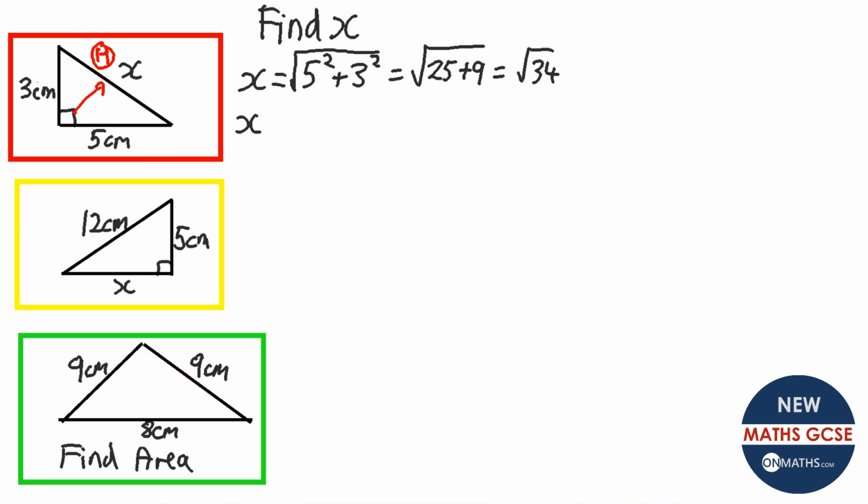Let's just start on a new line. So root 34 on the calculator gives me 5.8 centimeters, and I'm just going to say I've done it to 1 decimal place.